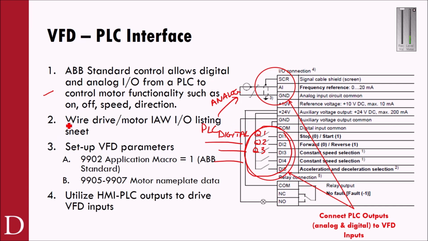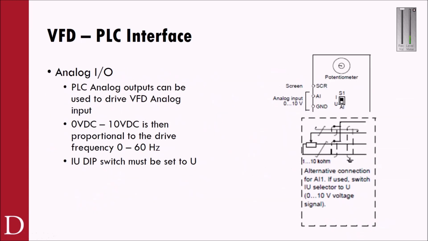So wire up my I/O in accordance with the PLC I/O listing sheet, wire the drive in accordance with the I/O listing sheet, set up the VFD parameters. 9902 application macro 1 is going to give me this wiring routine. 9905 through 9907 is going to give me my motor nameplate data. And then I can use HMI, PLC outputs to drive VFD inputs.